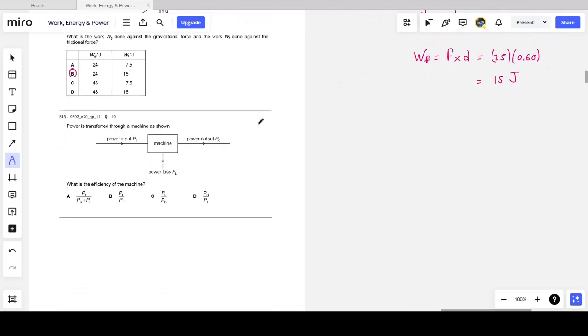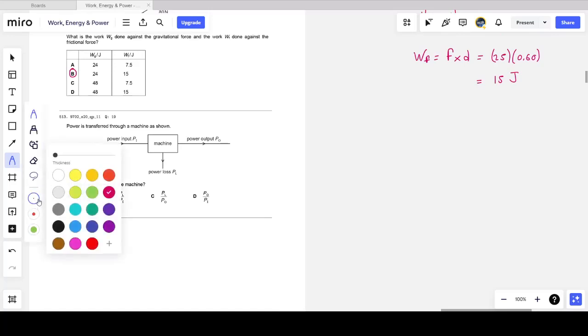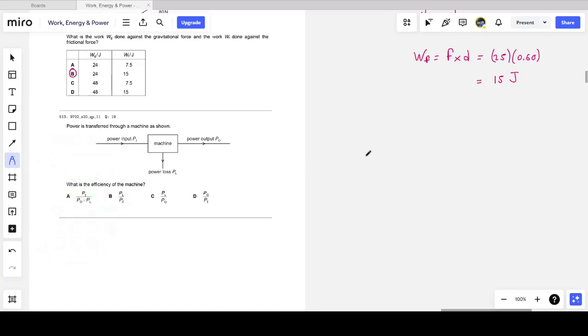Now, question 513 is from summer 2020. It's from question paper 1, variant 1, and it's question 19 from that paper. It says that power is transferred through a machine as shown. We have some input power going into the machine and then some output power, and then there's some power lost as well. And we want to know the efficiency of this machine in terms of PI, PO, and PL.